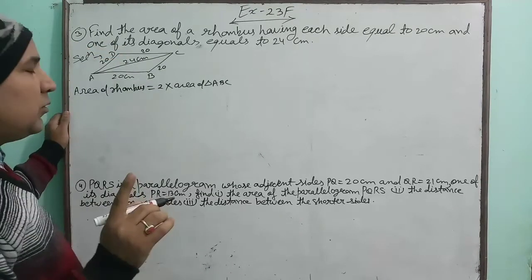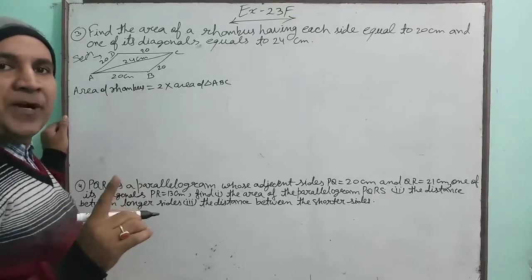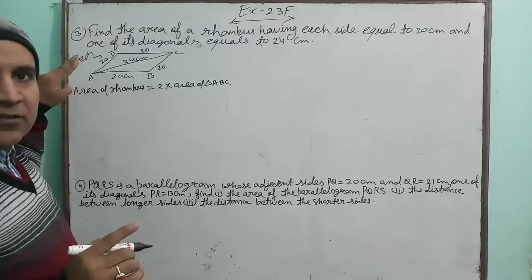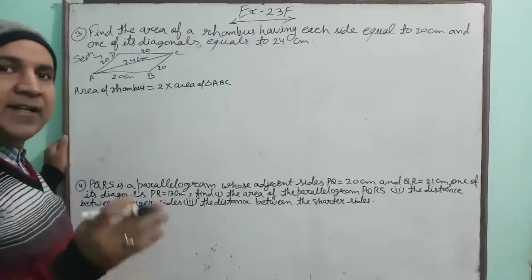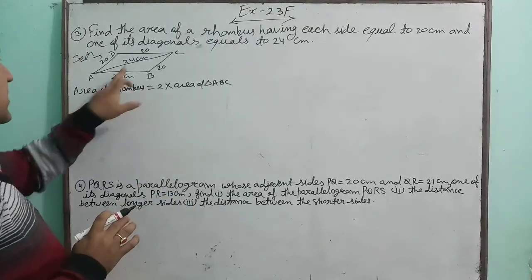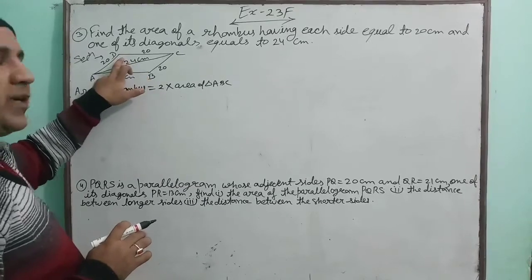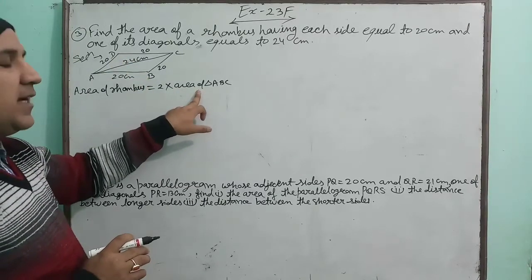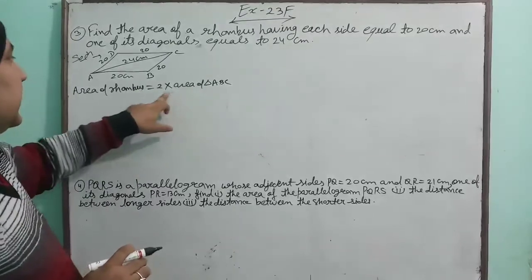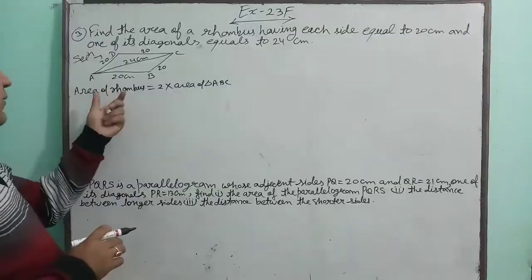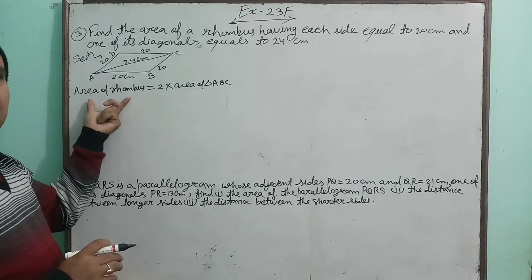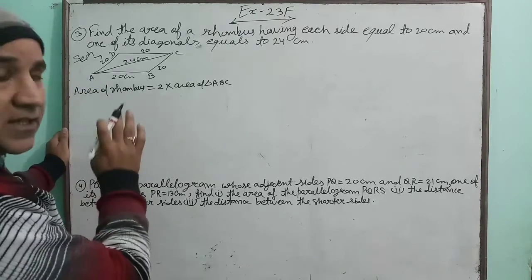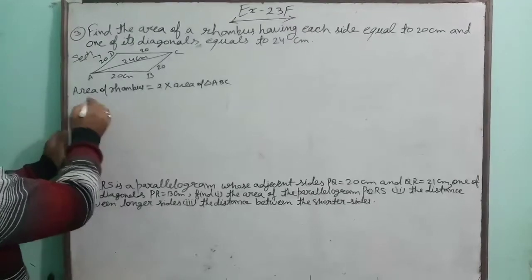Okay, and you should know that a diagonal of a parallelogram divides it into two congruent triangles and congruent triangles' areas are also equal. That means area of this triangle will be equal to area of this triangle. So if we are able to find the area of one triangle, then it will be multiplied by 2 and we will get the area of rhombus. This is the first method which we can do. So first see how to solve this one.